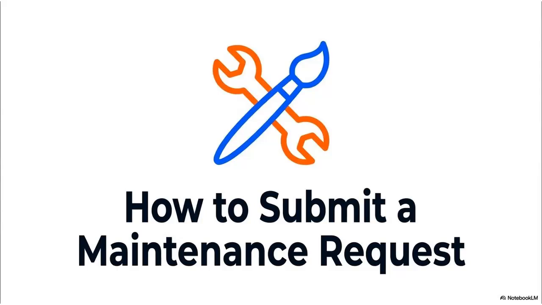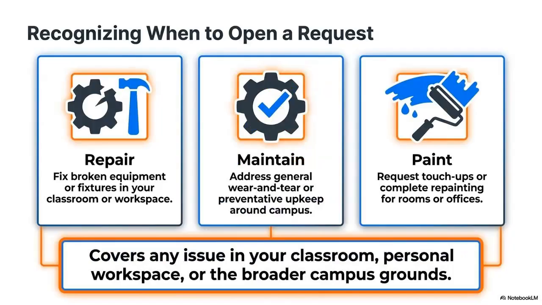When a maintenance need arises, fill out a maintenance request form. This will ensure it gets put on the list of jobs to do. The maintenance form can be used when equipment or fixtures in your workspace need to be repaired, when general or preventative maintenance or upkeep is needed around campus, or when painting is needed.